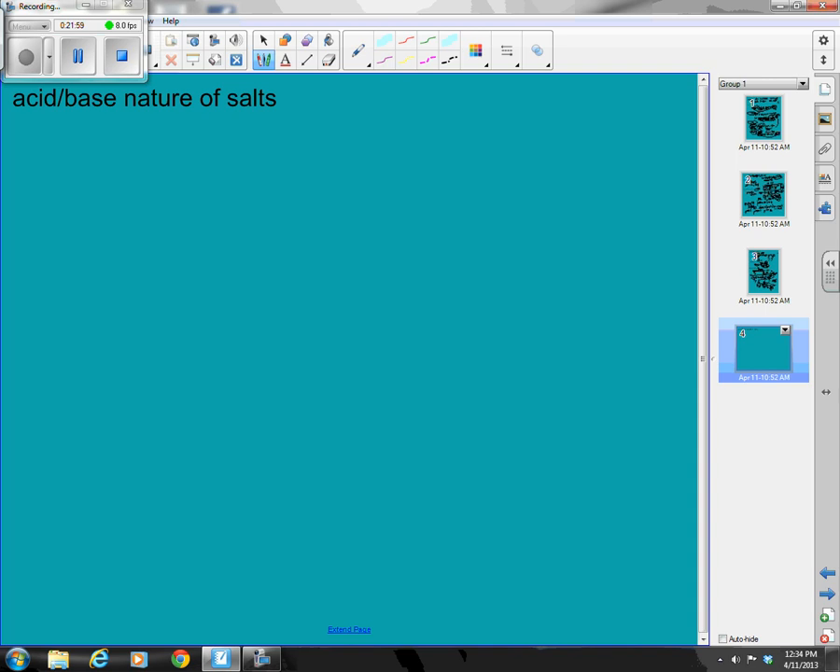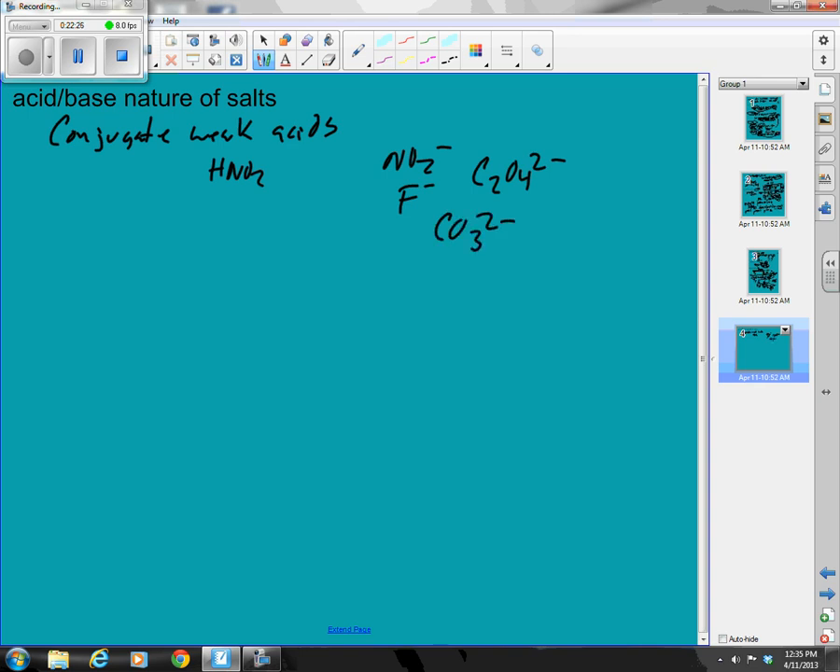Acid-base nature of salts. Okay, this one causes all kinds of problems. Remember my conjugates of weak acids. HNO2 is a weak acid, so my conjugate would be NO2 minus, F minus, C2O4 2 minus, carbonate, all these guys. Anything that's a conjugate of a weak acid is itself basic.